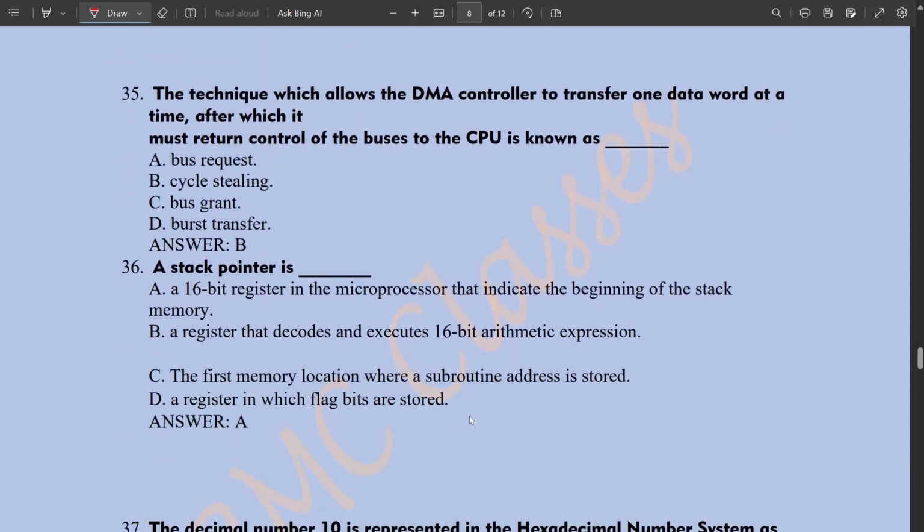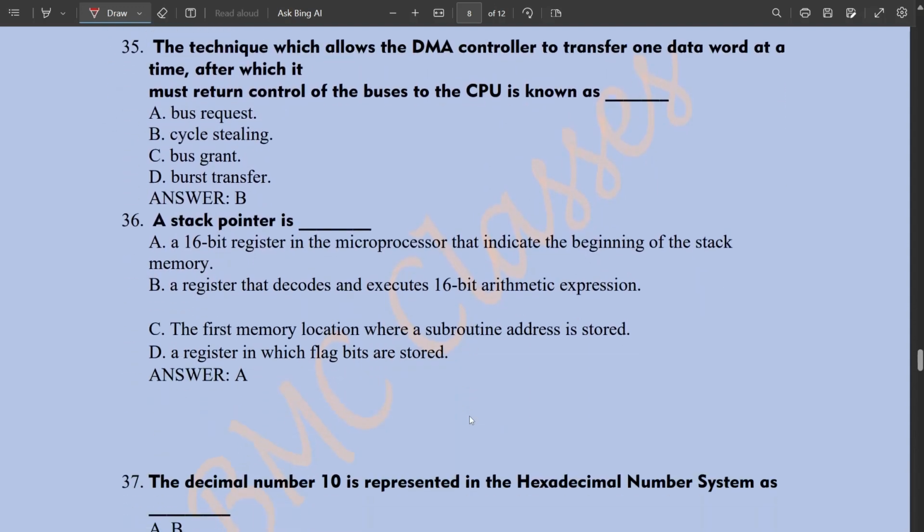Next, the technique which allows the DMA controller to transfer one data word at a time, after which it must return control of the buses to the CPU, is known as cycle stealing. Okay.